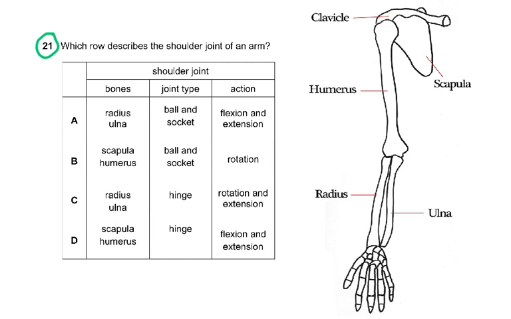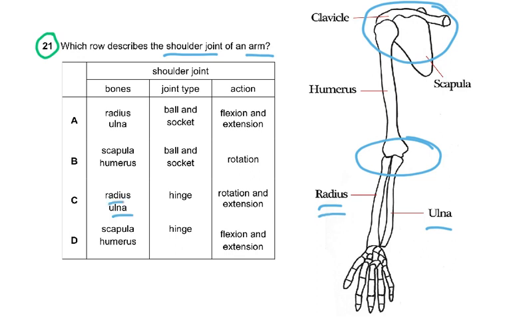Another difficult question: which row describes the shoulder joint of an arm? The shoulder joint is here, and this is the elbow joint. They're asking you about the shoulder joint, so look at bones, joint type, and action. Radius and ulna are here, and the scapula and humerus are here. Is it a ball and socket joint? It allows 360-degree movement, in all the planes. So that is why the answer is B.